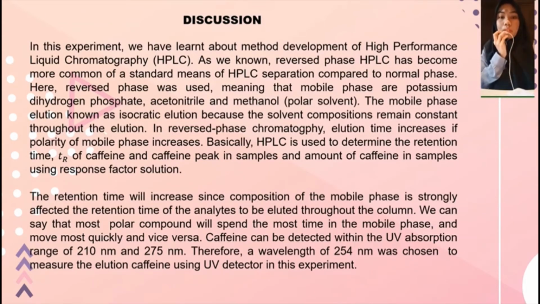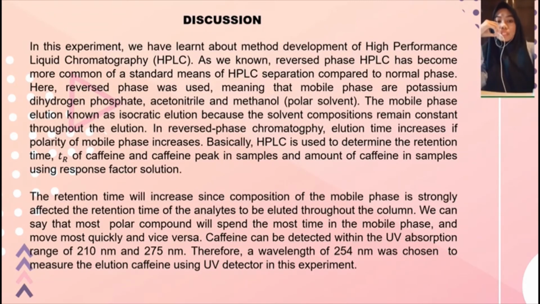The mobile phase elution is known as isocratic elution, where the isocratic solvent consists of potassium dihydrogen phosphate, acetonitrile, and methanol with a ratio of 48:2 respectively. This is because the solvent composition remains constant throughout the elution. Basically, HPLC is used to determine the retention time of the caffeine peak in the tea sample, and the amount in the tea sample using the response factor solution.